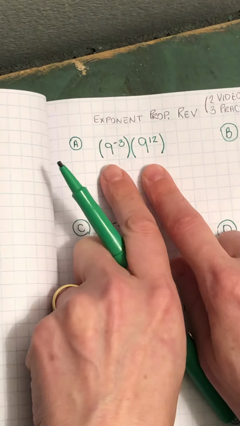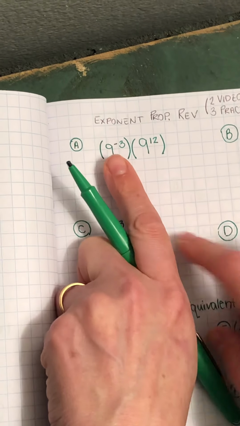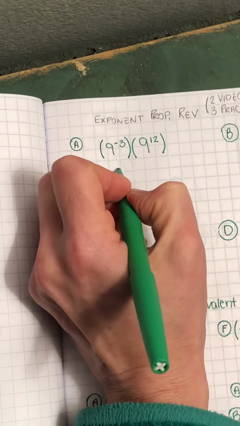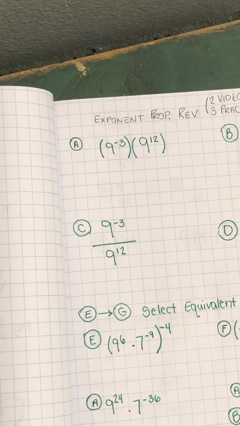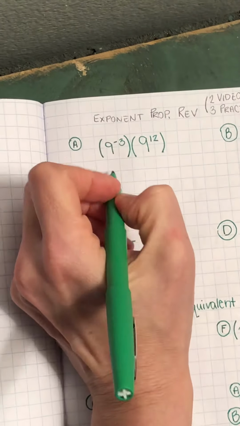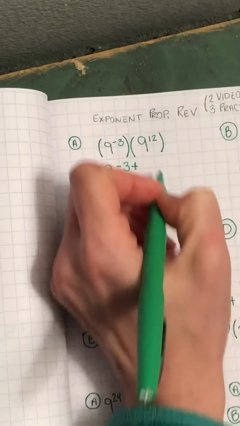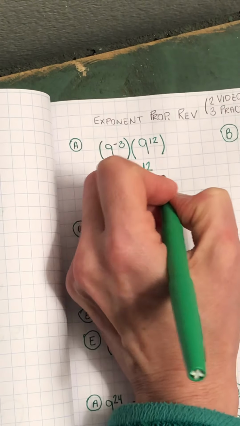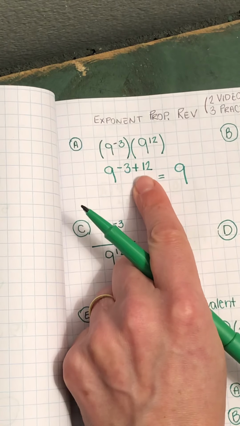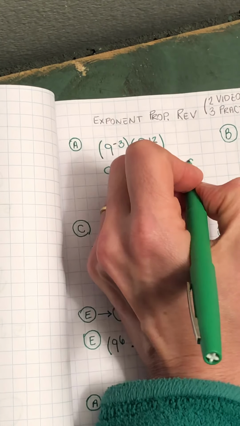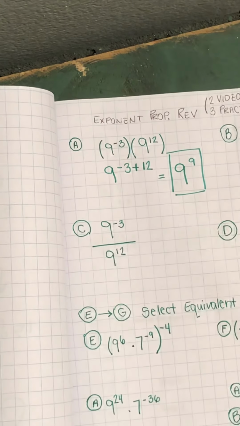So we are multiplying. The bases are the same. And when we multiply with exponents, we add the exponents. So I'm going to use a pen that works. So I've got 9 to the negative 3 plus 12. So negative 3 plus 12, if I don't know that, I have a calculator, but that's 9. So my answer is 9 to the power of 9.